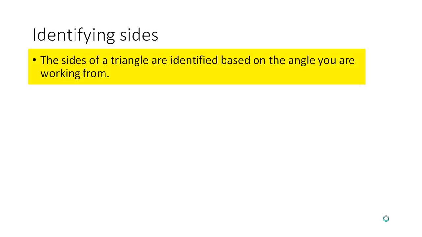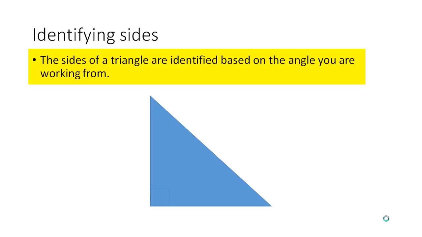The sides of a triangle are identified based on the angle you are working from. Suppose we are working from this indicated angle. The opposite side would be located here, directly across from the working angle, while the hypotenuse would be located here, across from the 90-degree angle. If the working angle were moved to this location, the opposite side would now be found here, and the hypotenuse would remain unchanged.